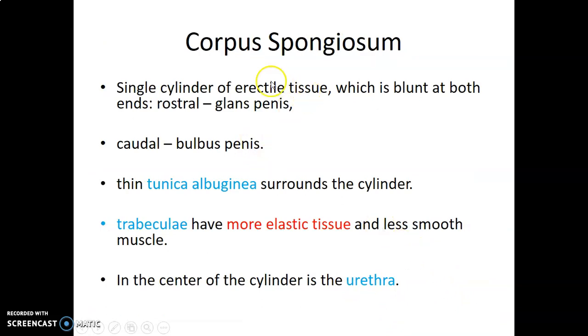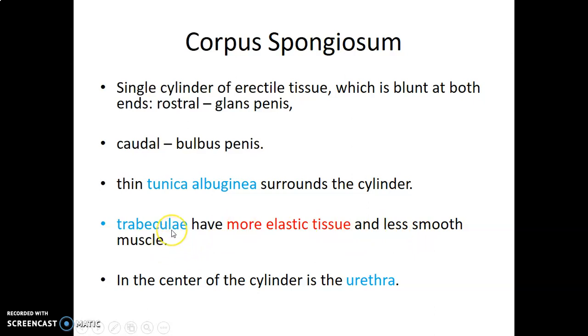Now, the corpus spongiosum is just a single cylinder of erectile tissue. It's blunt at both ends. The rostral portion enlarges to form the glans penis. The caudal portion forms the bulb of the penis. Now, there's a thick tunica albuginea that is surrounding the corpus spongiosum. Then we also have trabeculi with more elastic tissue and less smooth muscle.